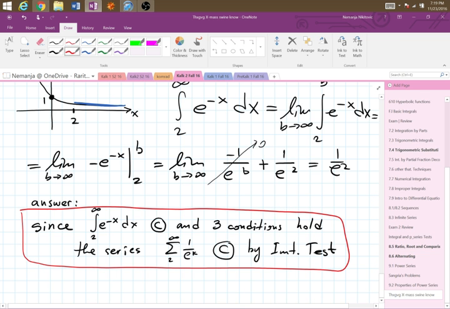Are there any other questions? Yes. Integral test.